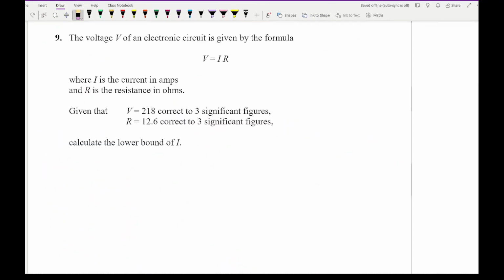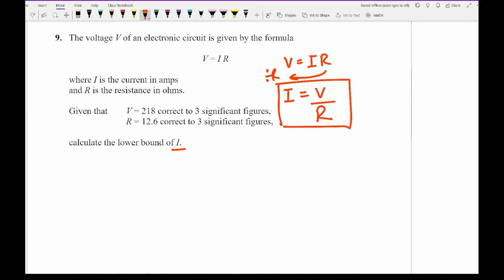Now moving on to question 9. Again here we've got a formula for voltage, which is V equals IR, and it says that given that V equals 218 correct to 3 sig fig and R is 12.6 correct to 3 sig fig, we want to work out the lower bound of I. We've got our formula in terms of V, so what we need to do is get I the subject. We do that by taking the R over to the other side. So I equals V over R. There is my formula. Again, we've got a fraction very similar to before.